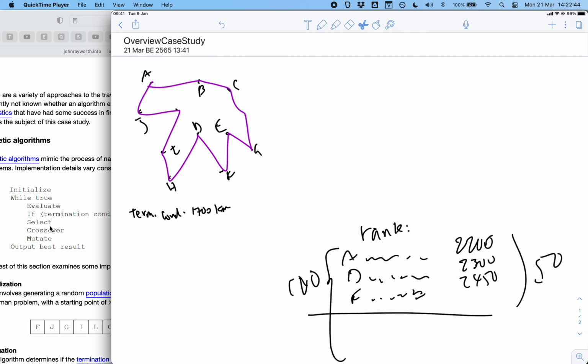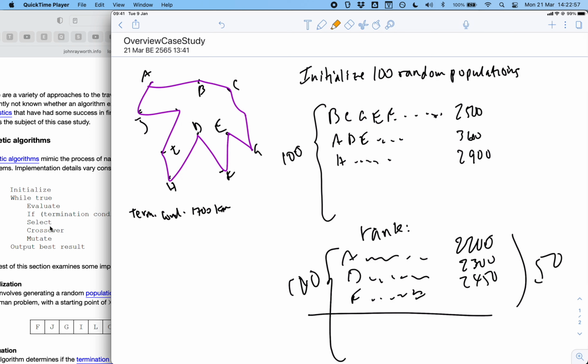So A can cross over with this, this can cross over with this, or it could cross over with that, or these two could cross over. We get all sorts of crossover possibilities, and so we just do a certain number of crossovers.